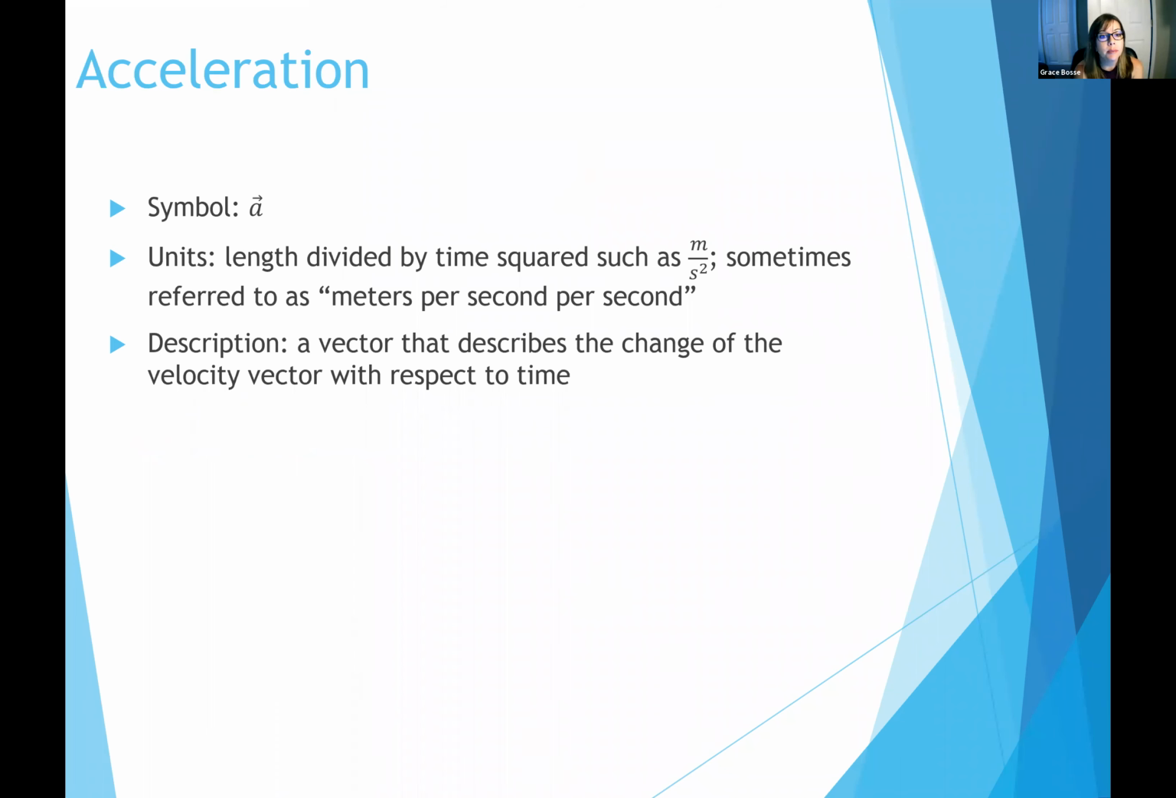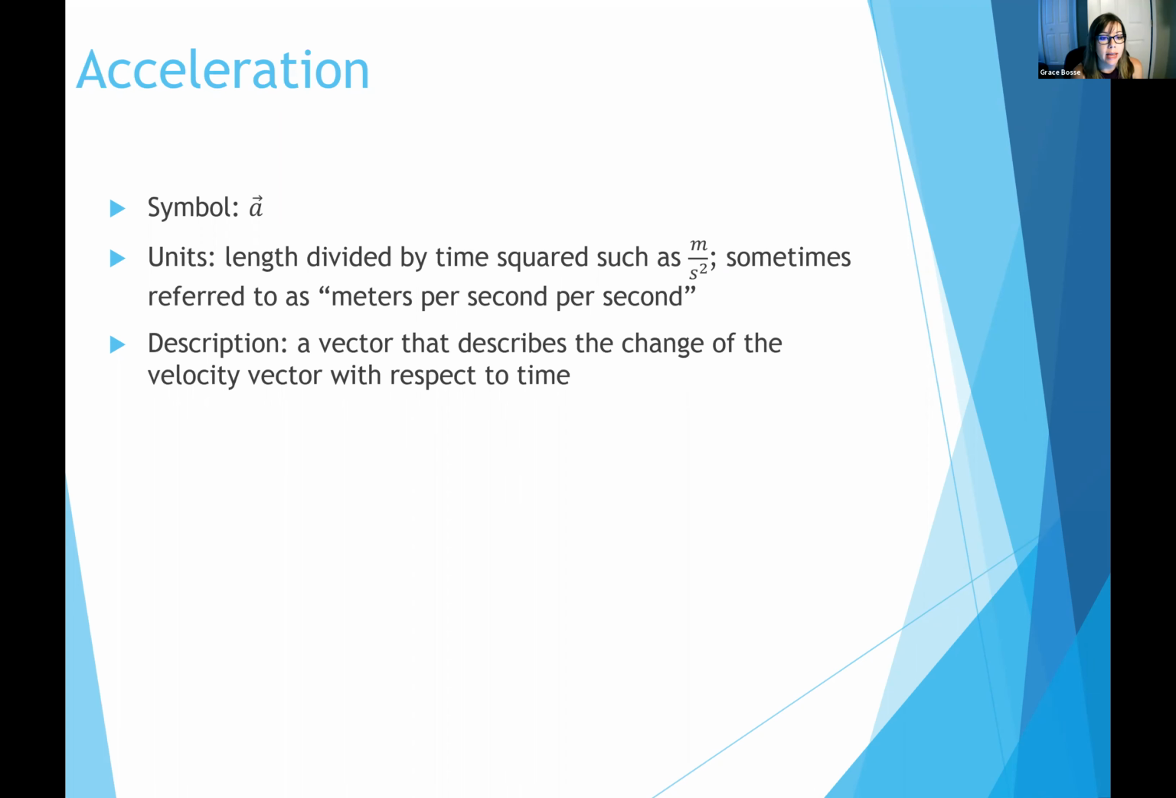Acceleration has the symbol A with a little vector sign on top of it. That's the symbol you'll see in equations whenever they're referring to acceleration. The units of acceleration are the units of length divided by a unit of time squared. Sometimes you may hear this referred to as something that might not make sense to you right away.